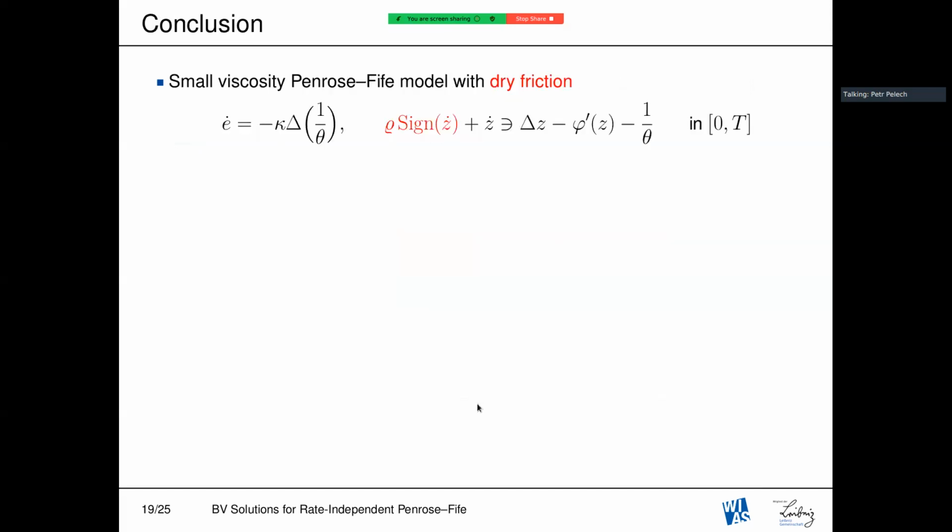And this brings me to the end of my presentation. So we investigated a small viscosity Penrose-Fife model with dry friction term, and we investigated its effective behavior as viscosity vanishes.